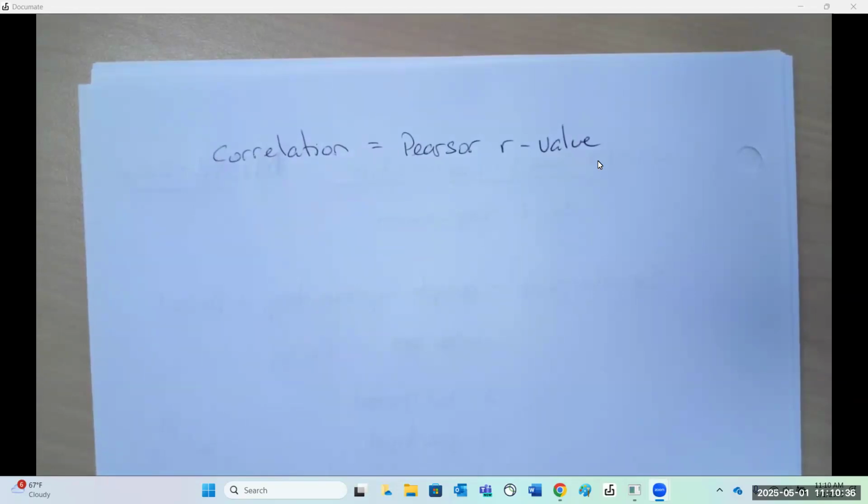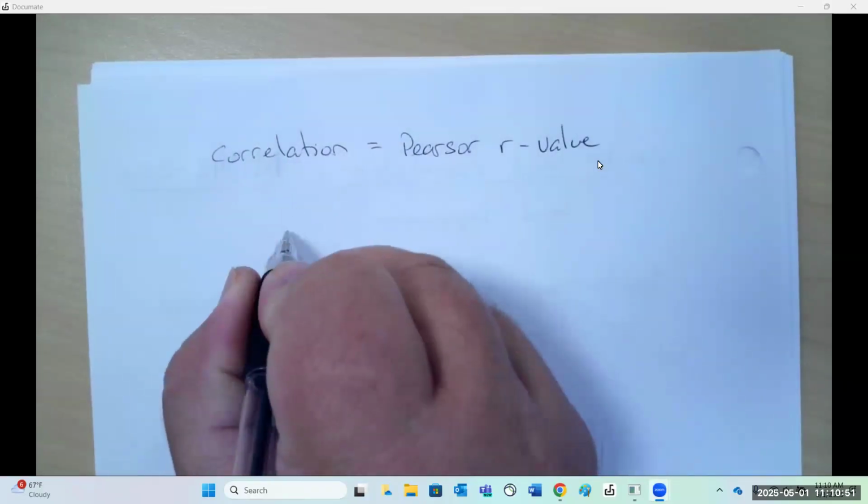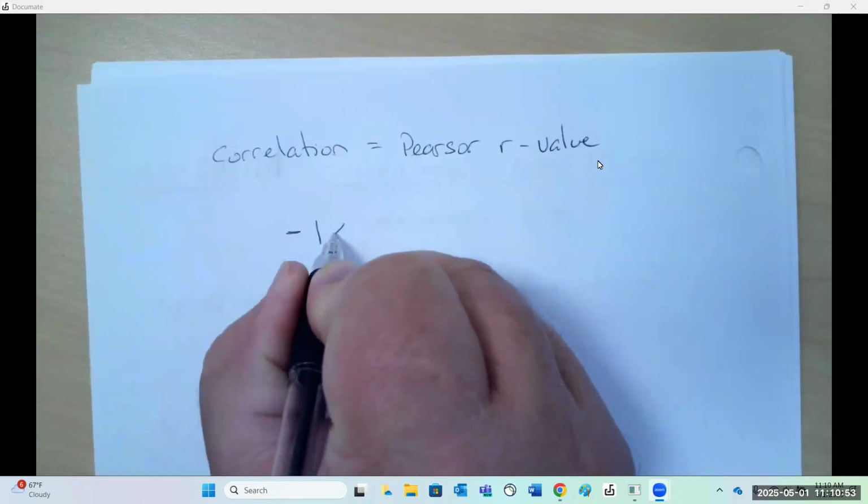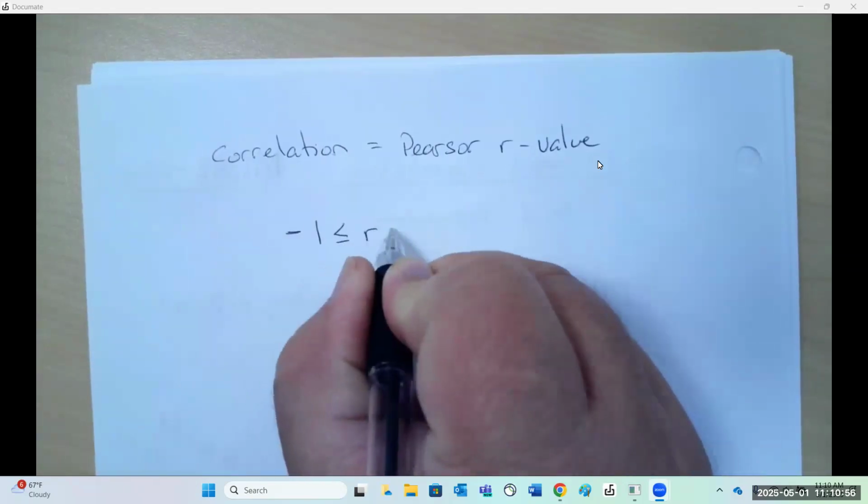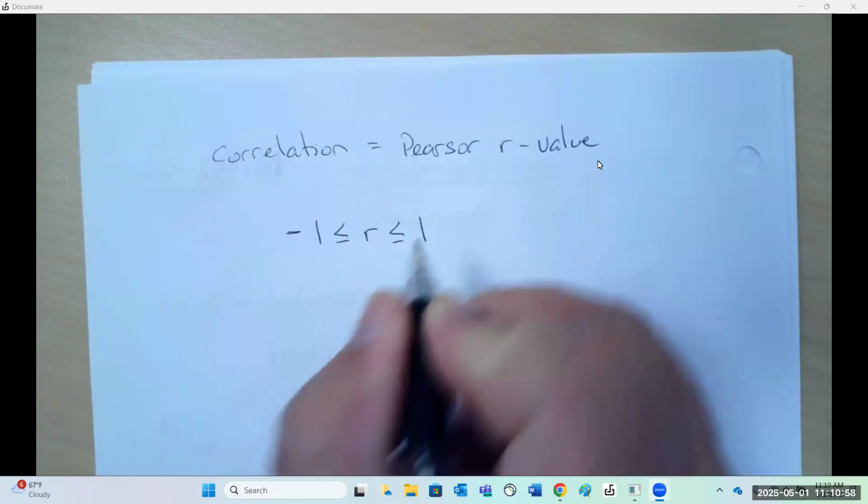The Pearson R value tells us the level of correlation, whether it's positive, negative, high, medium, or low. What is the level of correlation between our X and Y values? The values of R have to range between -1 and 1.